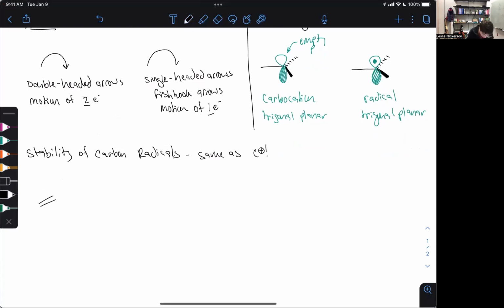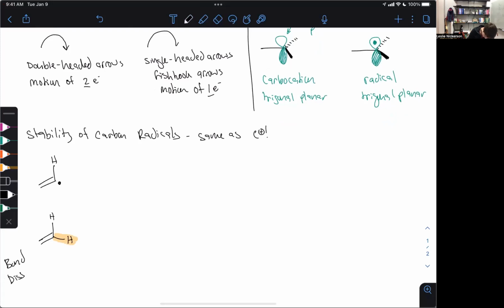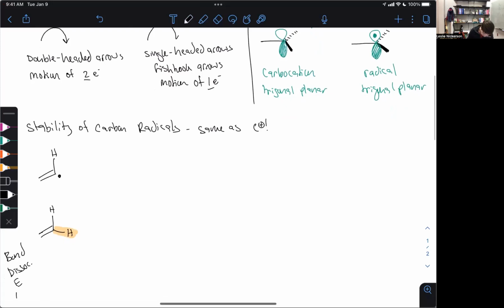Okay, so if we start off with the worst radical possible, this is the radical. And then down below it, I'm going to draw what it came from, and I'm going to highlight the bond that broke, okay? Because that's going to be what we use for bond dissociation energy. So for a BDE, it's going to be measured in kilojoules per mole.